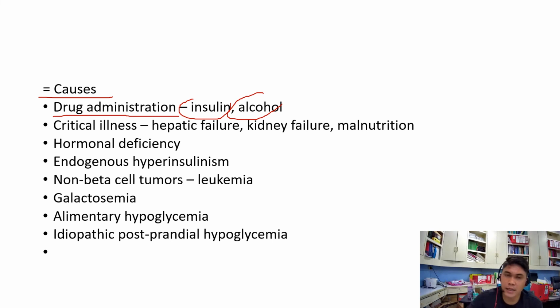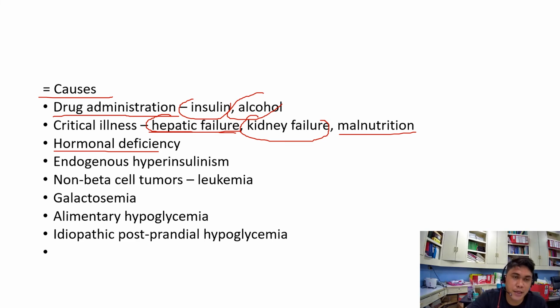The next, critical illness. You have hepatic failure, so you have decreased production of glucose. For kidney failure, you have decreased gluconeogenesis. And another cause of hypoglycemia, you have malnutrition. Then hormonal deficiency, or deficiency in hyperglycemic hormones.